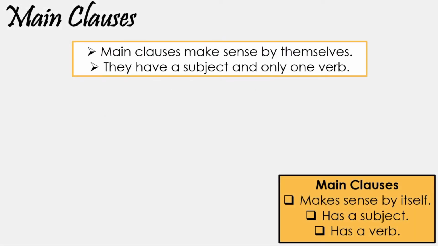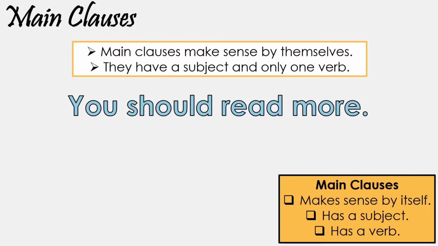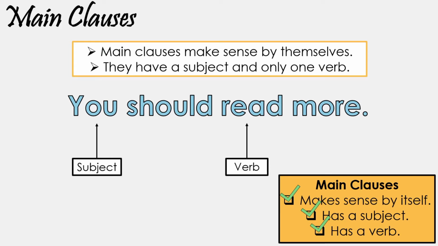Now we know from the other videos that a main clause is a phrase that makes complete sense by itself. It has a subject, which is the thing that does the verb, and it contains one main verb. Take the example, you should read more. It makes sense by itself. It's got a subject. And it's got a main verb. It ticks all three boxes, so it is known as a main clause.